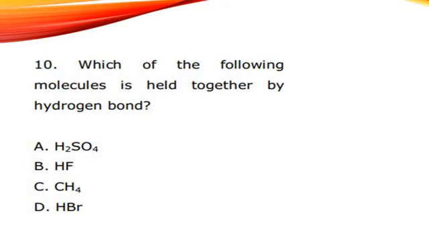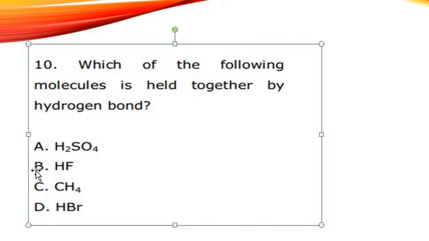The next is question 10, which says which of the following molecules is held together by hydrogen bond? A. H2SO4, B. hydrogen fluoride, C. methane, and D. HBr, hydrogen bromide. Our answer here is hydrogen fluoride, as it's one of the most common molecules held by hydrogen bonds, due to the electronegativity of fluorine and other characteristics.